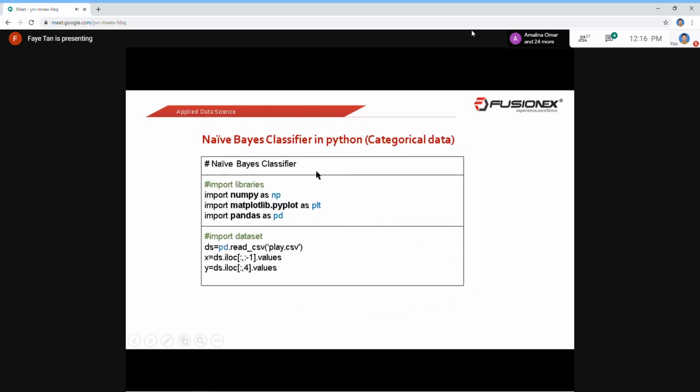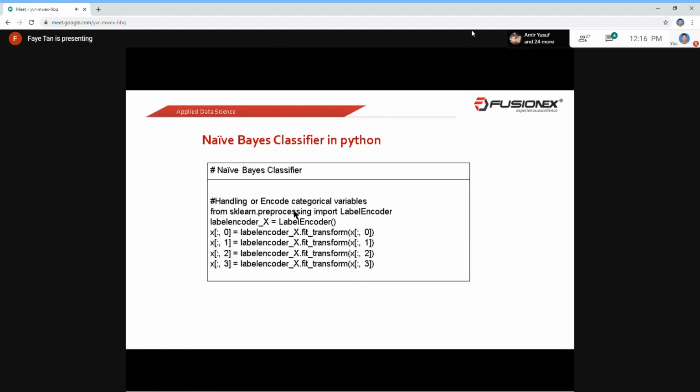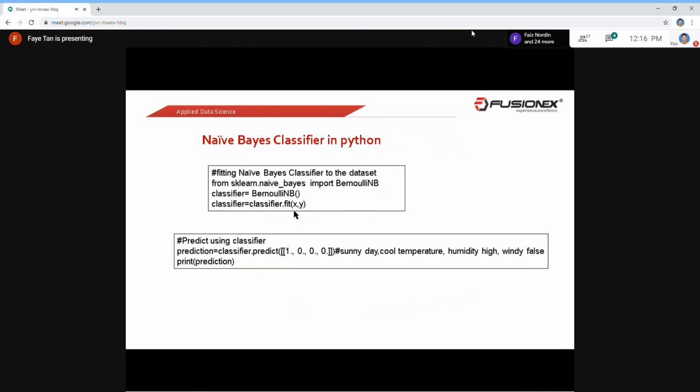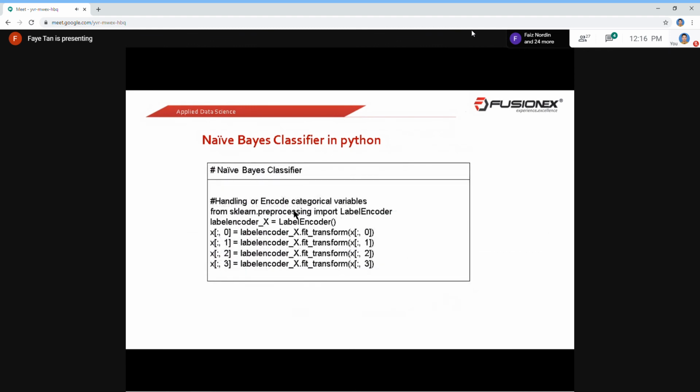Okay, so first you import the library, second you import the data set. If you want to keep for splitting the data, then you need to apply the splitting part. If you think that no need, then you can just apply everything to train the data.